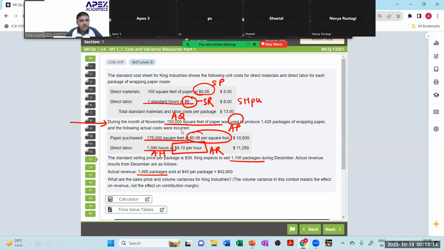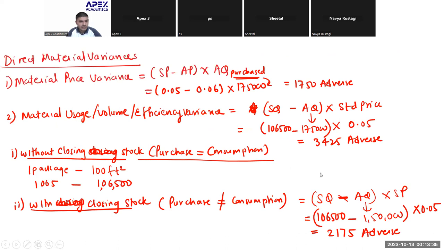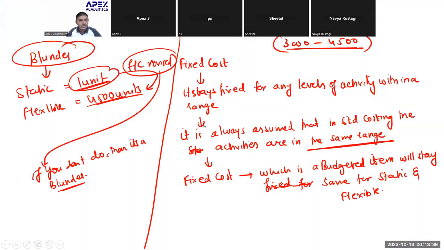1065, na? We should take 1065 hours. So what is the answer? 1065 minus 1390 multiplied by 8. How much does it come to? 2600 adverse. Labor variances are over. Material variances we did. This was the analysis of the question.